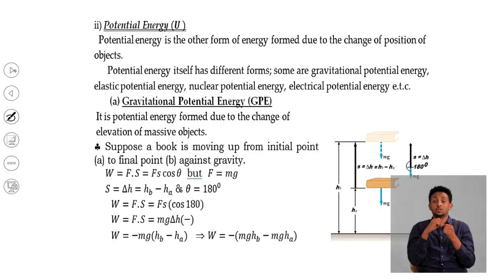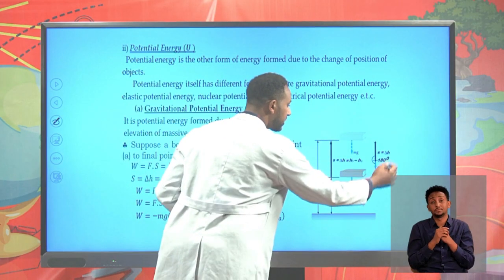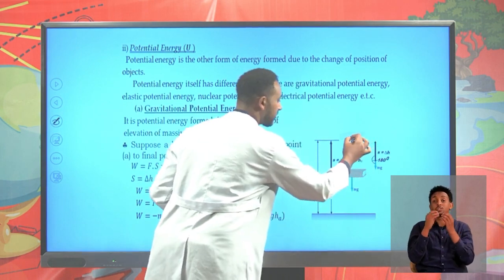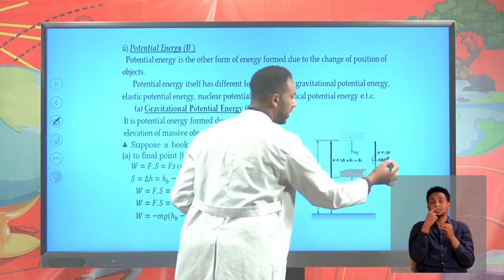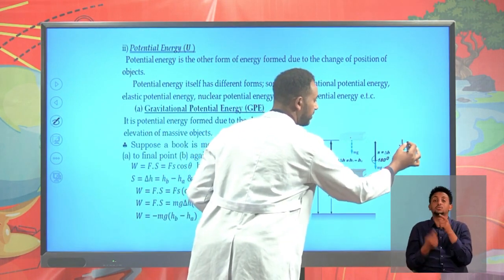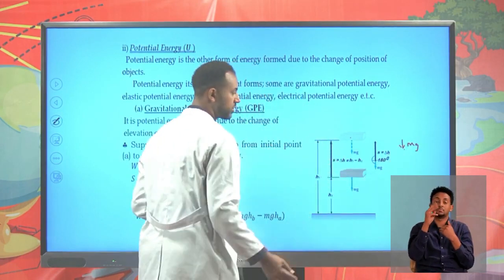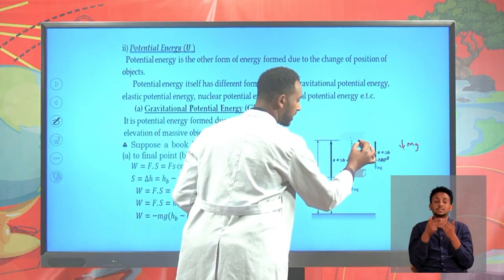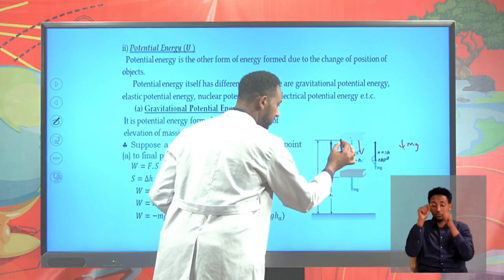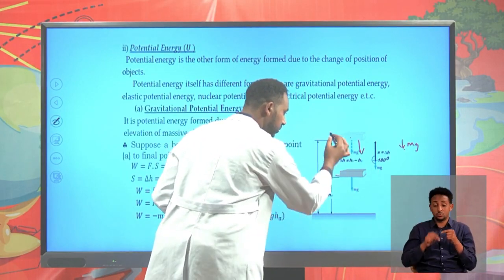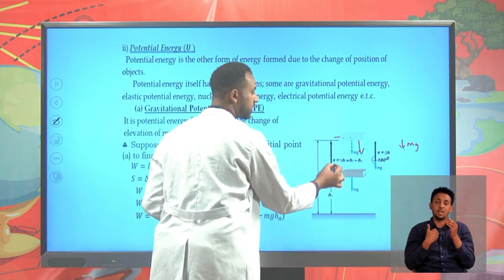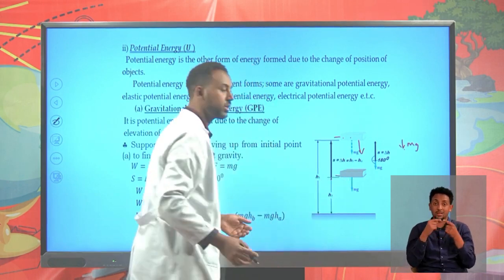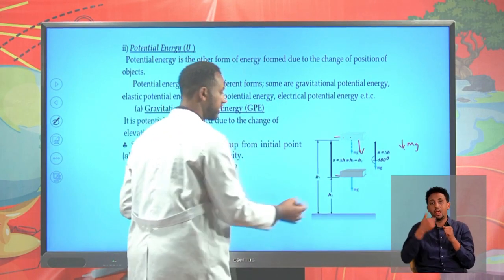First, let's look at gravitational potential energy. Here, as this object is moving downward from this point to this point, we have mg. As the object moves downward, there will be a displacement, and that displacement can be given as the change in height.